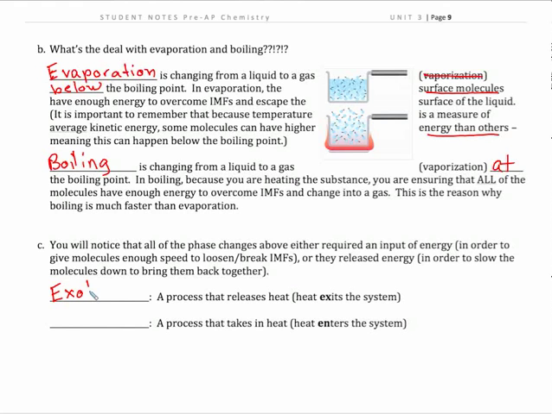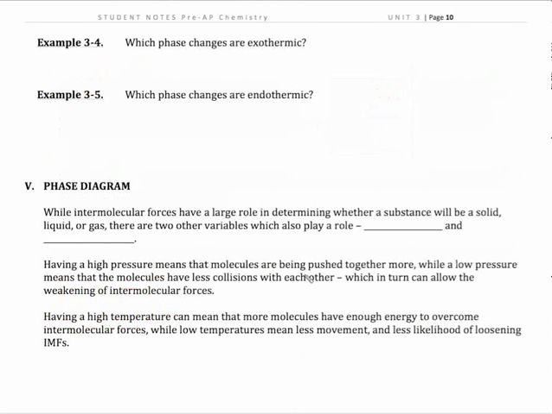So I already talked about exothermic and endothermic, and I've already assigned those to the different processes. So this is vaporization. We add heat. We're at the boiling point. This is evaporation. We're below the boiling point. So I've already done these two. You can fill them in here if you would like.